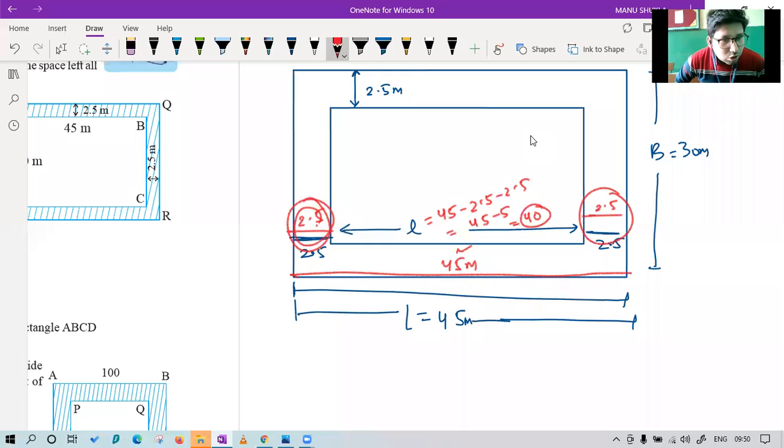Sir, if we take the breadth of the path in centimeters, then you have to change everything.